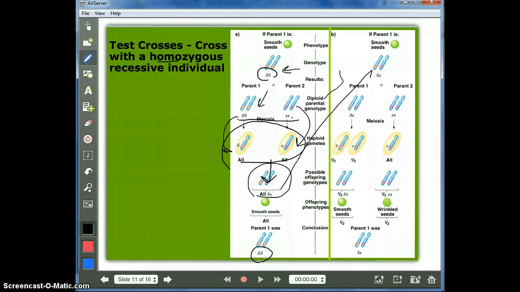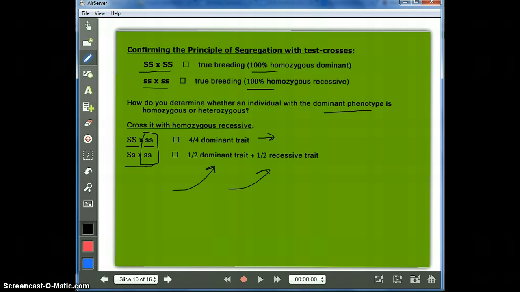seeds. Now, if I use this guy as the parent, this guy can either give a big S or a little s. This guy can only give little s. So in my test cross, I can get half of them smooth, half of them wrinkled, and that is what this corresponds to over here. If I cross homozygous dominant with homozygous recessive, 100% are still going to show the dominant trait. But if I cross heterozygous with homozygous recessive, half are dominant, half are recessive.